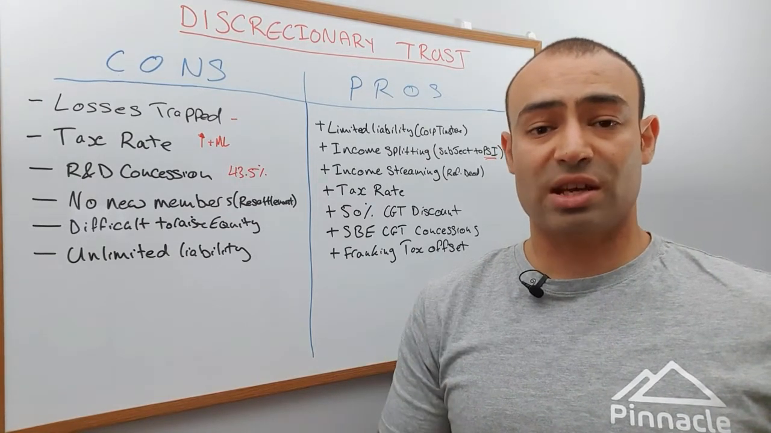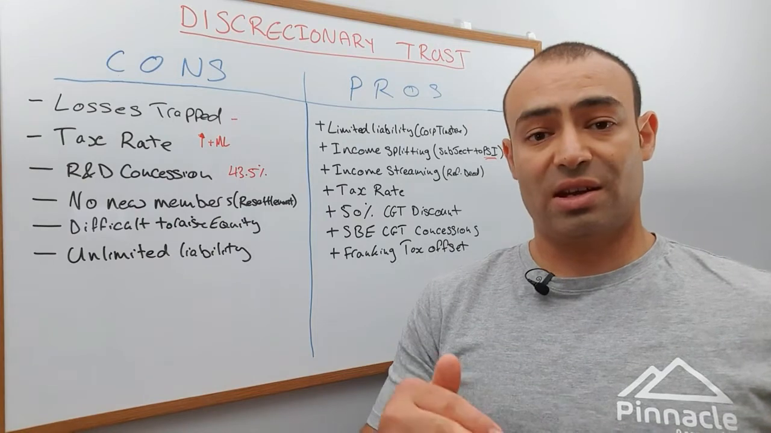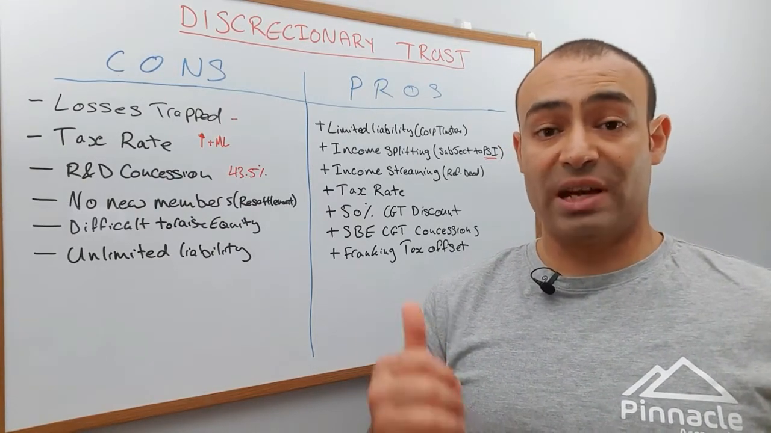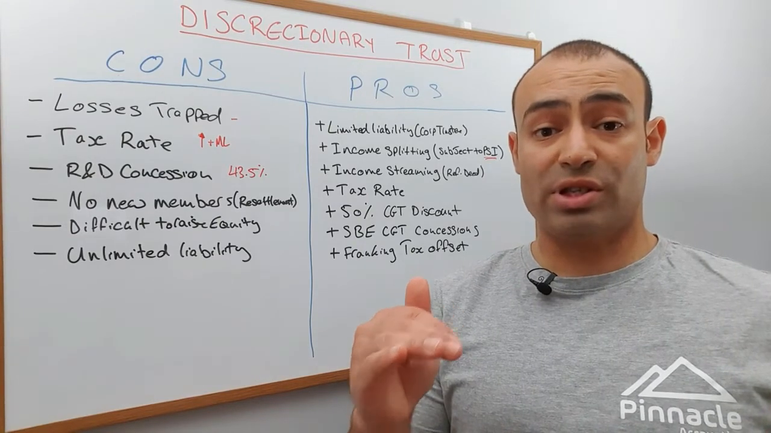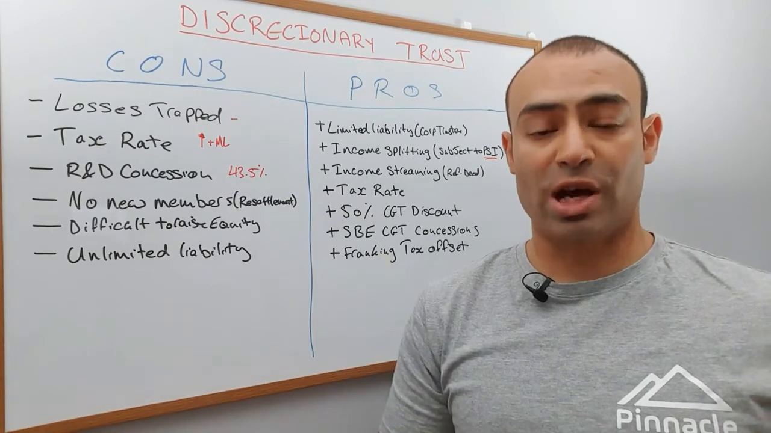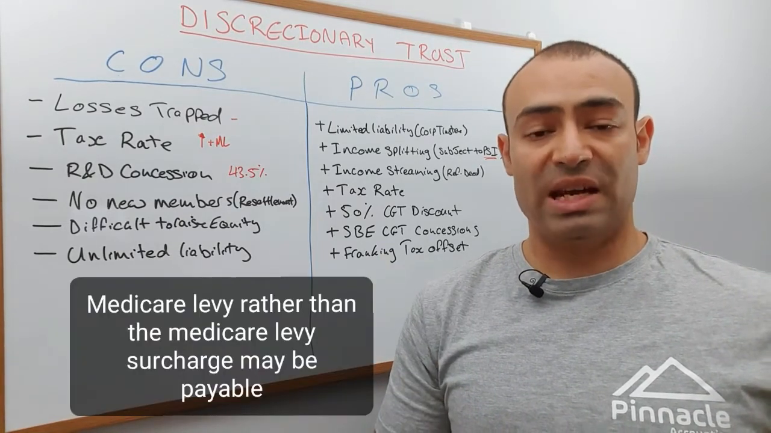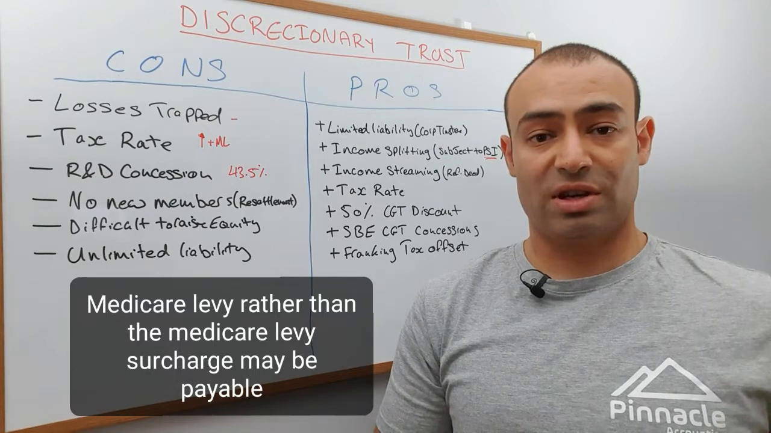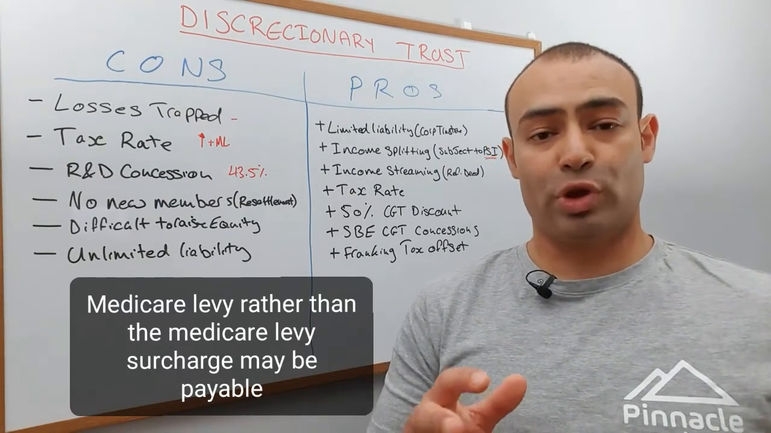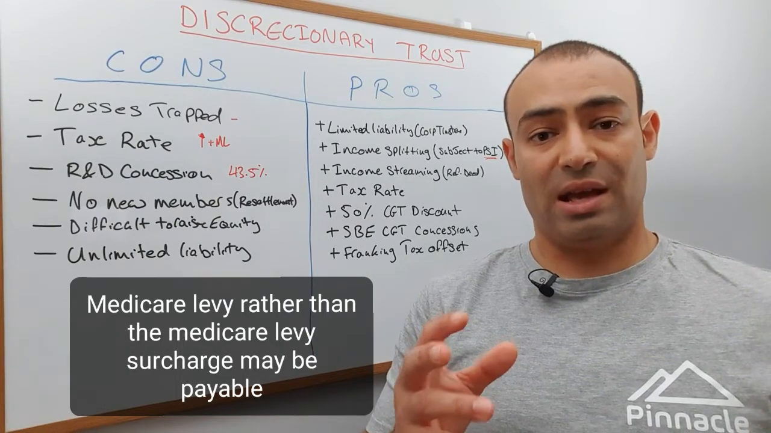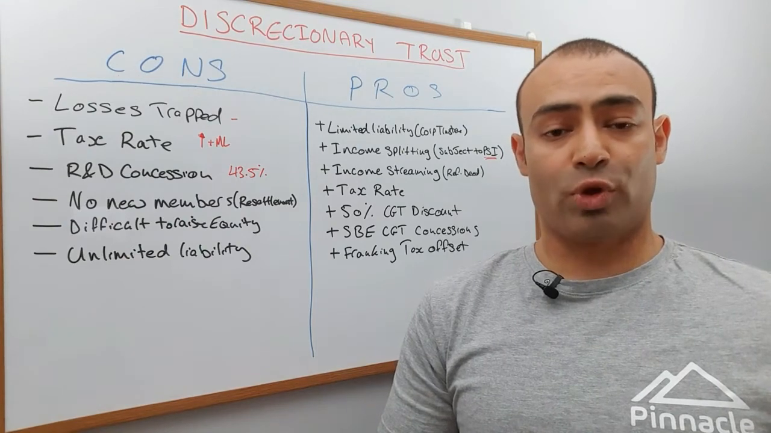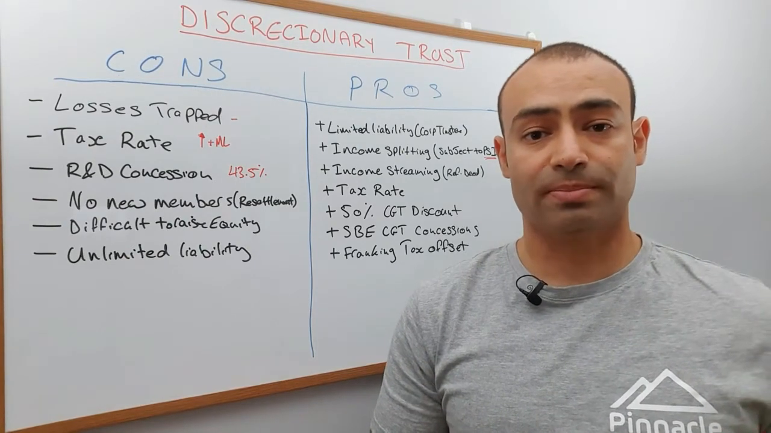The next one is tax rate. The trust is not assessed in its own right on tax. The negative here is where there is no distribution, the trustee is taxed at the highest marginal tax rate plus Medicare levy surcharge. That's quite an expense. So you completely want to avoid not distributing income or capital to a qualified beneficiary.